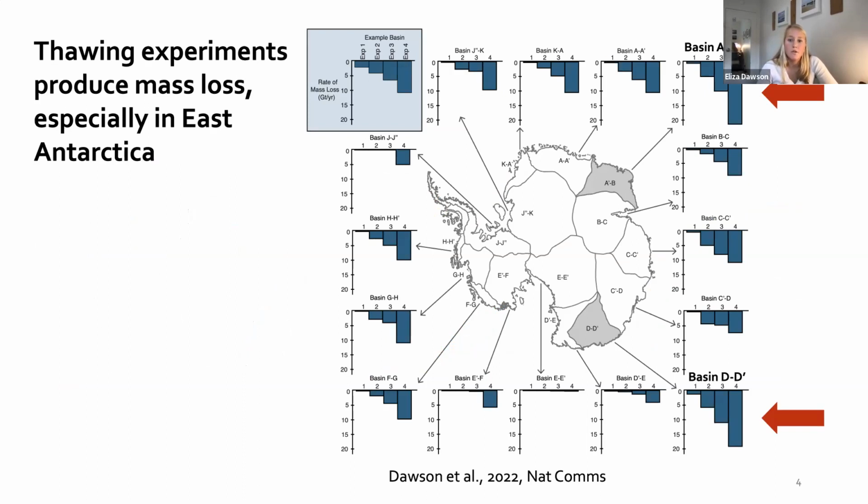So the plots show the 4 thawing experiments on the x-axis and then the rate of mass loss in gigatons on the y-axis. And you'll notice that there are 2 drainage basins with the highest mass loss, which are interestingly both in East Antarctica. And I think this result comes about because East Antarctica in general is much colder, and much of the bed is much colder than in parts of West Antarctica, where a lot of the bed is already thawed.